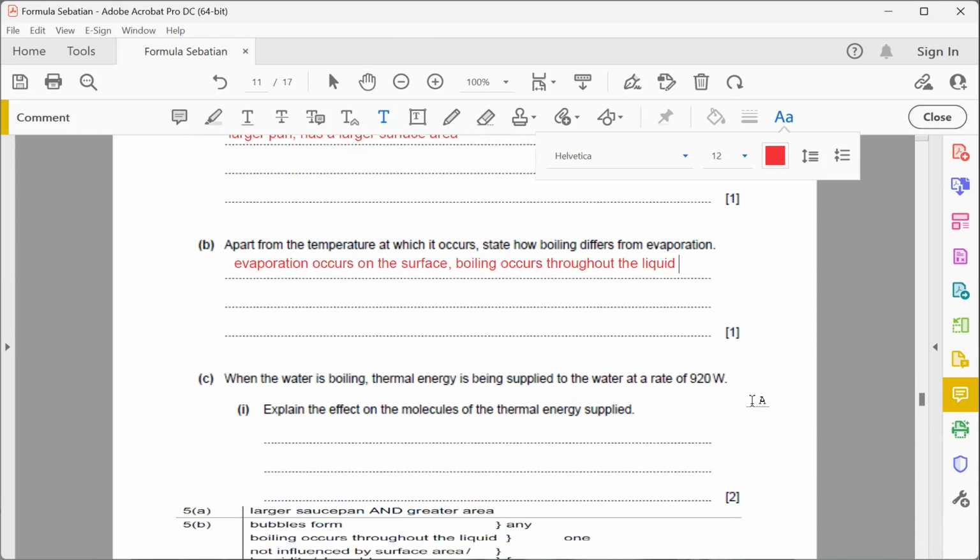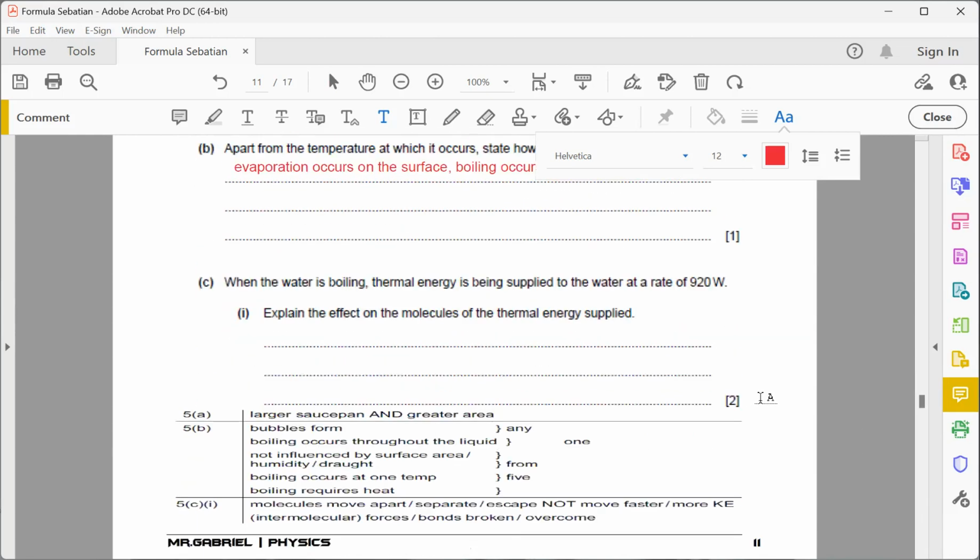Finally, explain the effects on the molecules of the thermal energy supply. So this question is basically saying that I'm supplying heat energy to the water molecules and they're asking you what will happen, right? You're supposed to say they definitely gain more kinetic energy. Now that I look at it, I've always seen this part written as not move faster or more kinetic energy. I think they mean not move faster only.